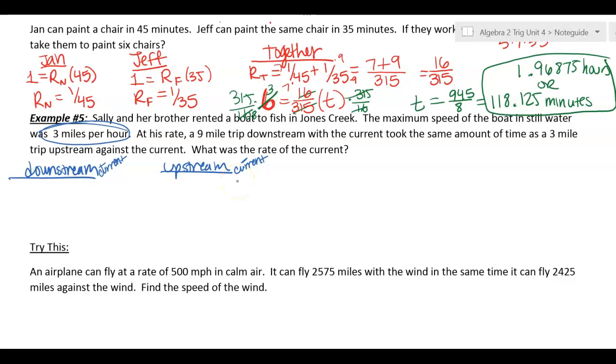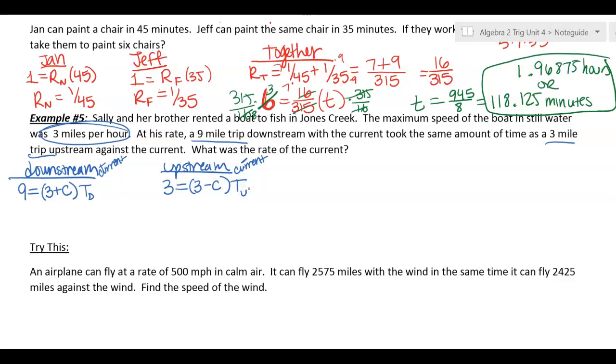So for the downstream trip, it says a 9-mile trip downstream. So 9 miles was the distance downstream with the current. So you have the rate here is the boat plus the current. And we don't know how much time it took. And then it says a 3-mile trip upstream. And that's against the current. So that's the boat speed minus the current. And we don't know how much time that took.